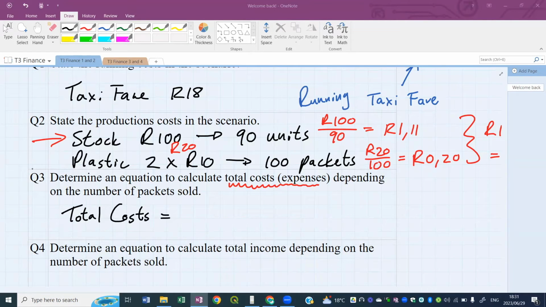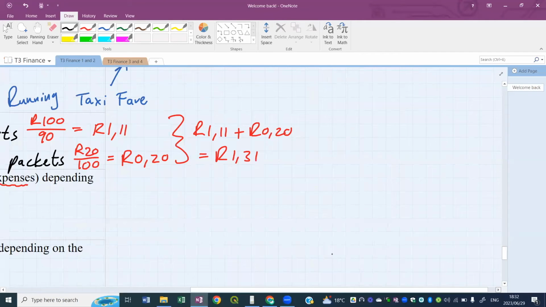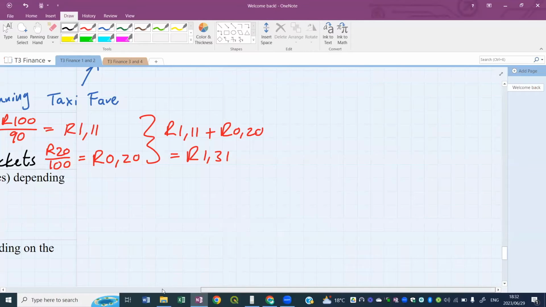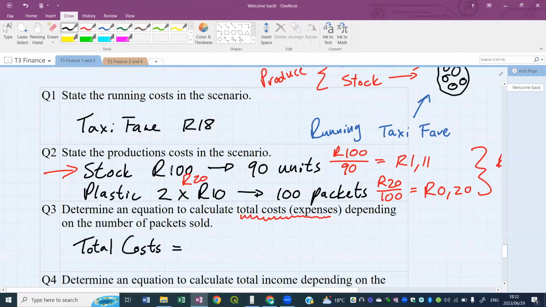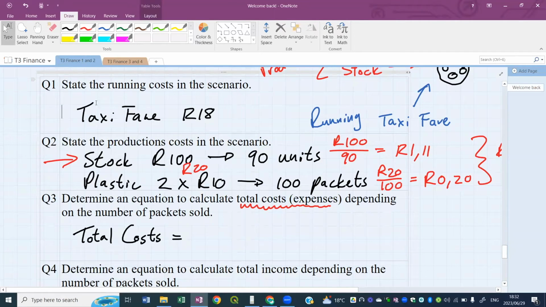All right. We've got two costs, right? We've got running costs and we've got production costs. I've just calculated the cost to produce, the production cost, which is 1 rand 31. That's my production cost. Now, what is my running cost, Darren? I'm not sure, but the running cost, it is the present stock. You see question 1 where it says state the running costs there. Yeah, the taxi fare. So the taxi fare must be the running cost. Right now, here's my question, Darren. Yes.